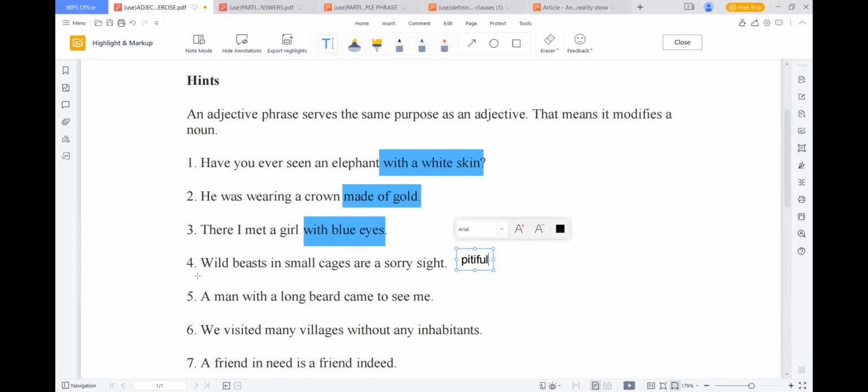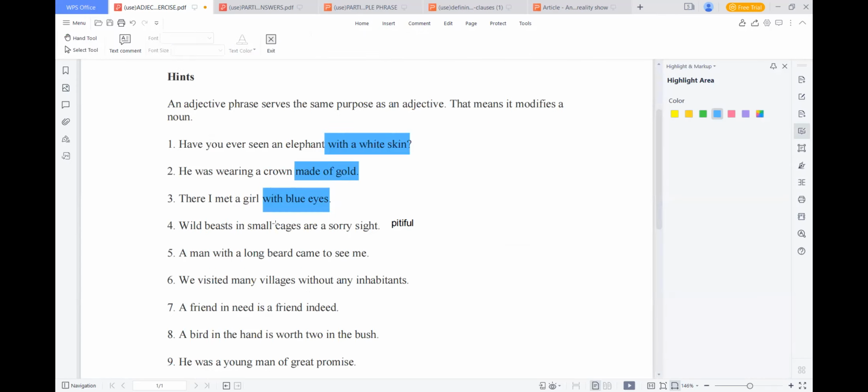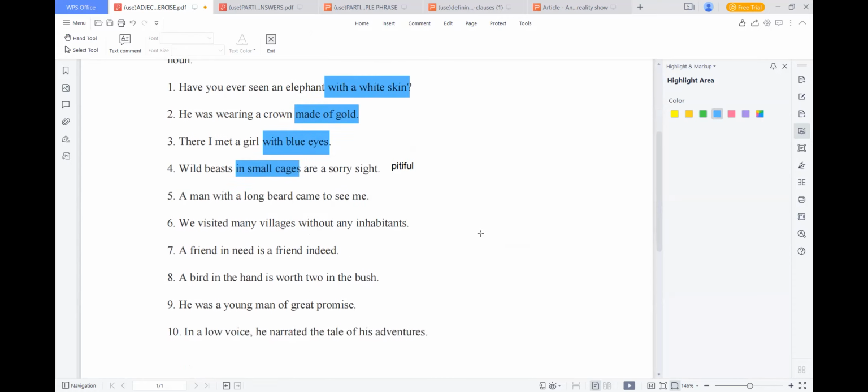In small cages. Good job. Yes, in small cages. So you have a preposition, and it describes more about the wild beasts. Okay. In small cages. Okay, I'll send you this one. No worry. Okay, next one. Number 5.